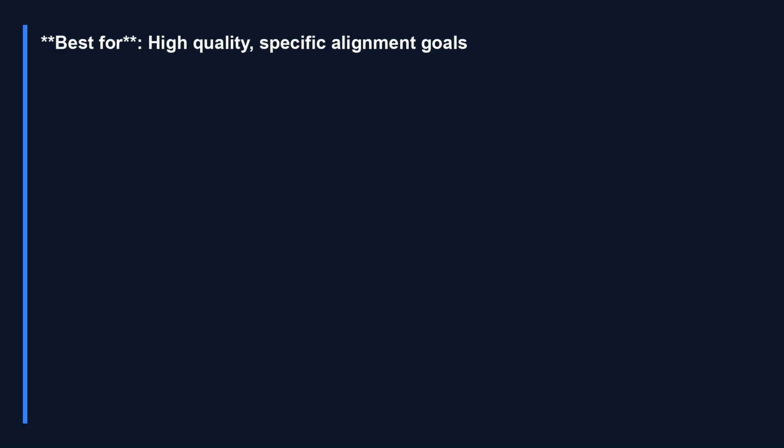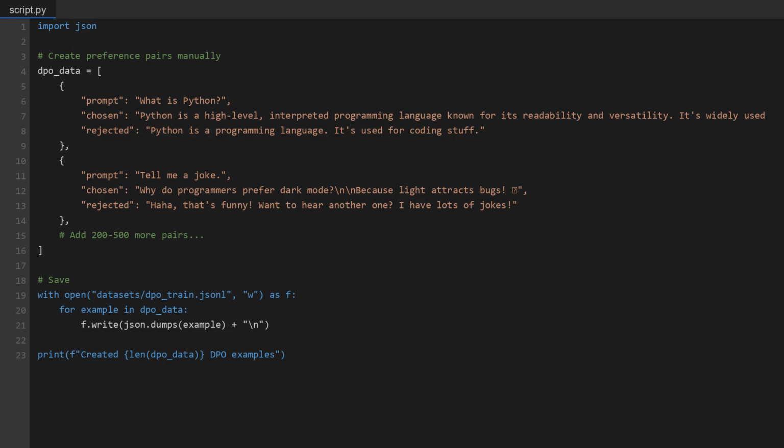For most production use cases, you're targeting 200 to 500 pairs as a starting point. This Python snippet builds a handcrafted preference dataset and saves it to disk. Each entry in the list is a dictionary with the 3 required keys: prompt, chosen, and rejected. Once you've defined your pairs, the code writes them to a JSON lines file, one JSON object per line, named dpo_train.jsonl. The JSONL format is important here because it lets the dataset loader stream examples one at a time rather than loading the entire file into memory.